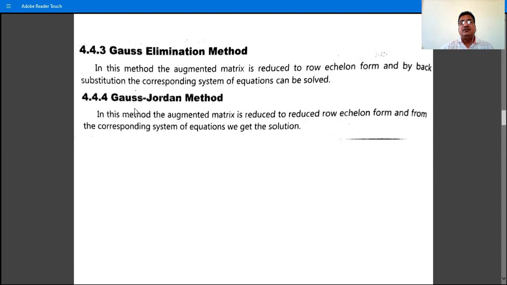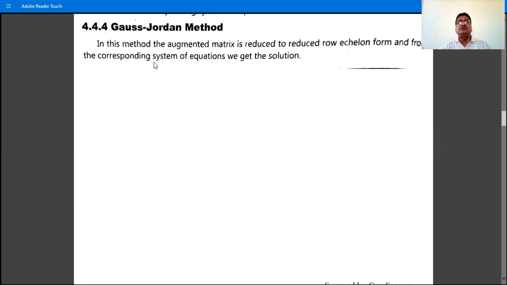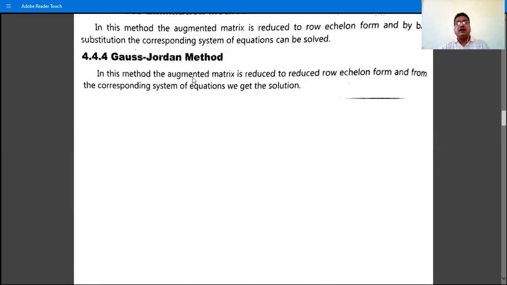So in the Gauss-Jordan method, write the matrix form of the system, then reduce the augmented matrix to reduced row echelon form, and then by using that reduced row echelon form, find the solution of the system. So what is the difference between the Gauss elimination method and the Gauss-Jordan elimination method? In the Gauss elimination method, reduce the augmented matrix to row echelon form, and in the Gauss-Jordan elimination method, reduce the augmented matrix to reduced row echelon form.